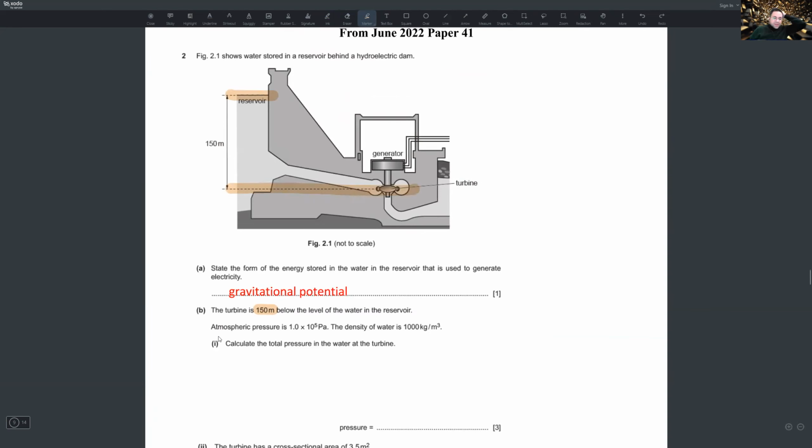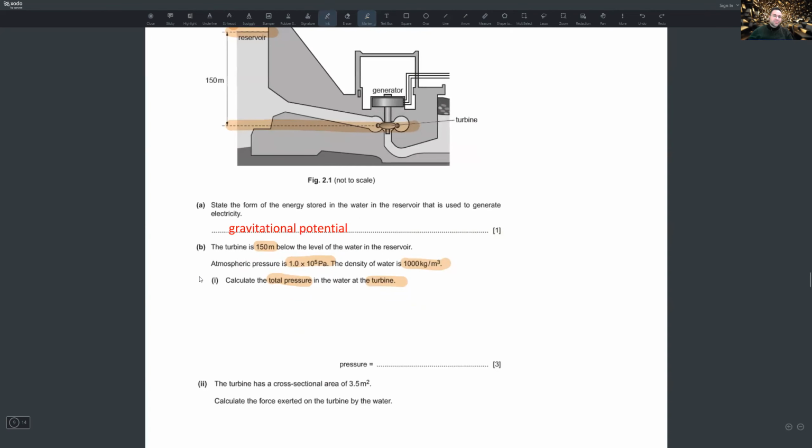خلاص. The atmospheric pressure is 1 times 10 power 5. So he's giving me the atmospheric pressure that's up here. The density of the water is 1,000. Calculate the total pressure. مش liquid pressure, total pressure in the water at the turbine. يلا نحسب البريشر ازاي. تقول لي يا مستر total pressure under a liquid is the pressure of the liquid plus the pressure of the atmosphere. Pressure of the liquid is rho g h plus البريشر بتاع الاتموسفير.